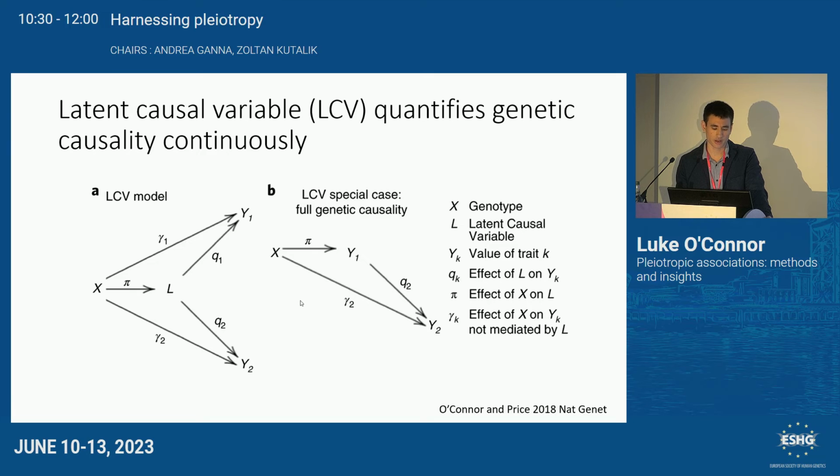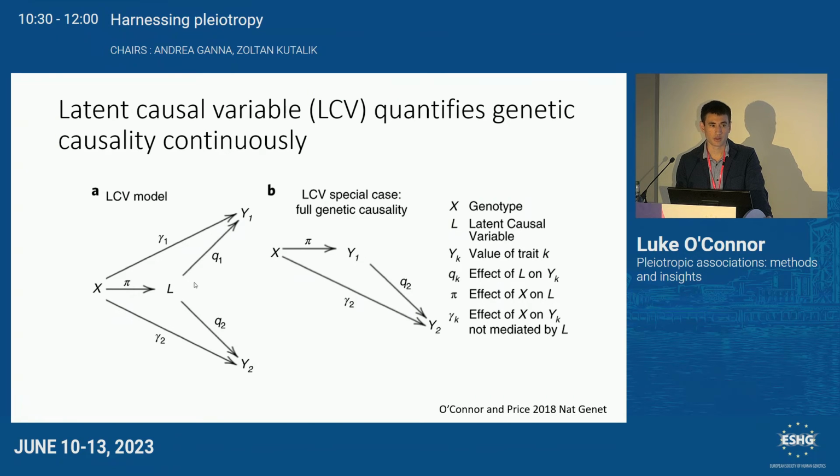Instead of drawing an arrow between Y1 and Y2, we're just going to assume that the genetic correlation between Y1 and Y2 is mediated by something that we don't observe. So a special case could be the genetic correlation is mediated by Y1, in which case that means that Y1 is causal for Y2. But more generally, there could just be some unobserved causal factor, in this case it's L, which causes this genetic correlation by affecting both traits.